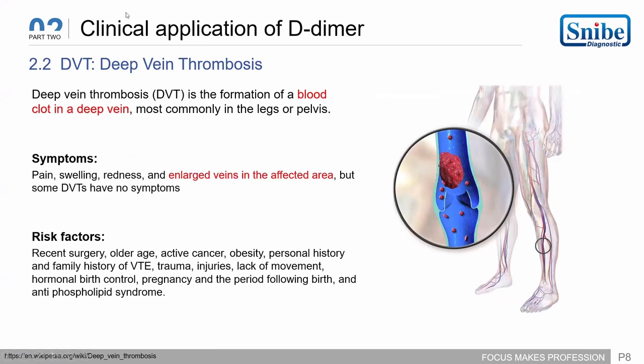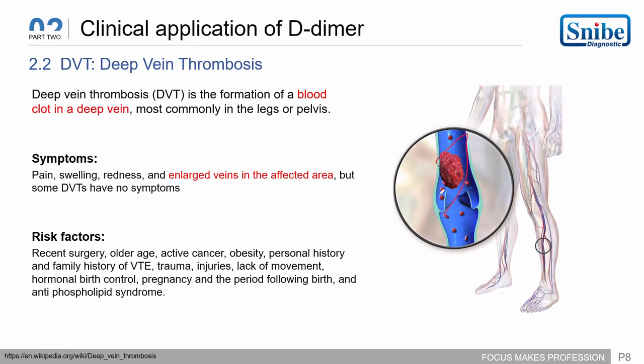So if we talk about D-dimer in deep vein thrombosis, basically, DVT is the formation of a blood clot in the deep veins, commonly in the legs or in the pelvis area. It's painful, and swelling and redness are observed, and an enlarged vein in the affected area is observed. These are the initial symptoms of DVT, that's deep vein thrombosis. But some DVTs have no symptoms as well.